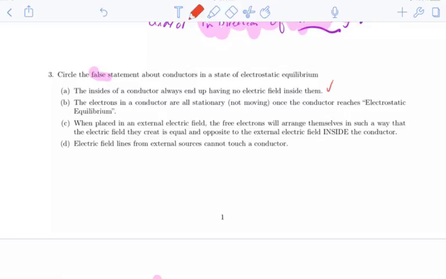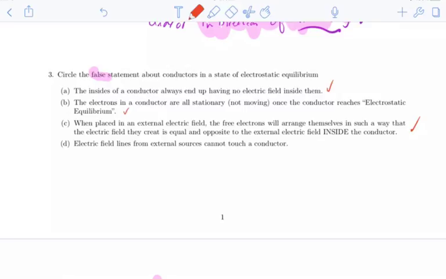That's true. Electrons in a conductor are stationary. They're not moving. That's true. That's what equilibrium means. When placed in an external electric field, the free electrons will rearrange themselves in such a way that the electric field they create is equal and opposite to the external electric field inside the conductor. In other words, inside the conductor, the charges are going to move around so that the electric field they make cancels out with the external electric field. Yeah, that rings a bell. I remember answering a question like that in class.